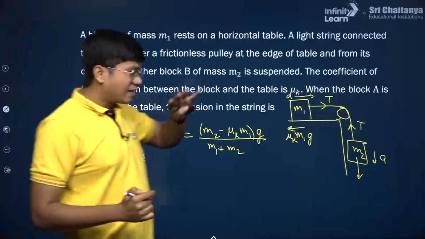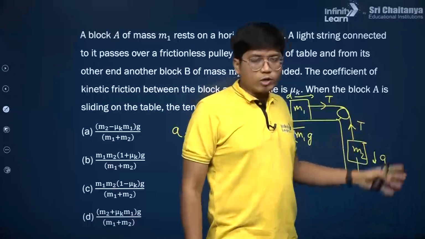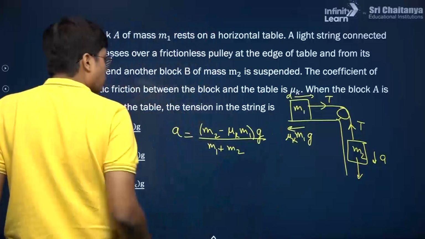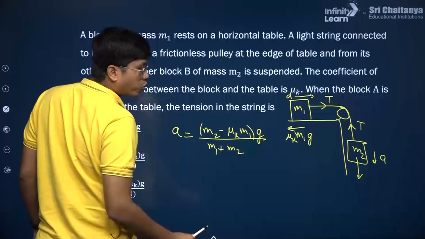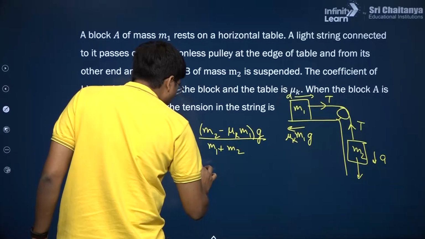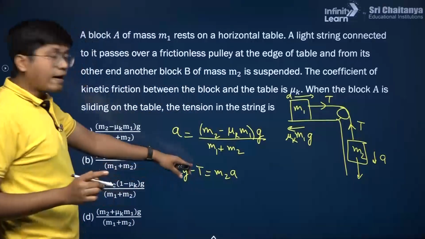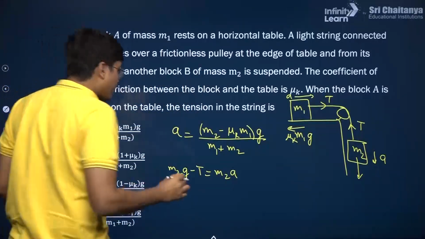From here, think about the free body of any one of them. We'll take the free body of m2 because it's easier to deal with. So for the free body of m2, I have m2g minus T is equal to m2a. Now I need to find this T over here. The a we already have.